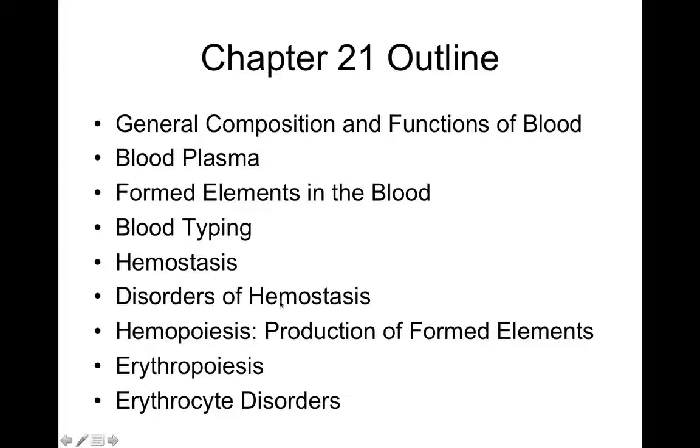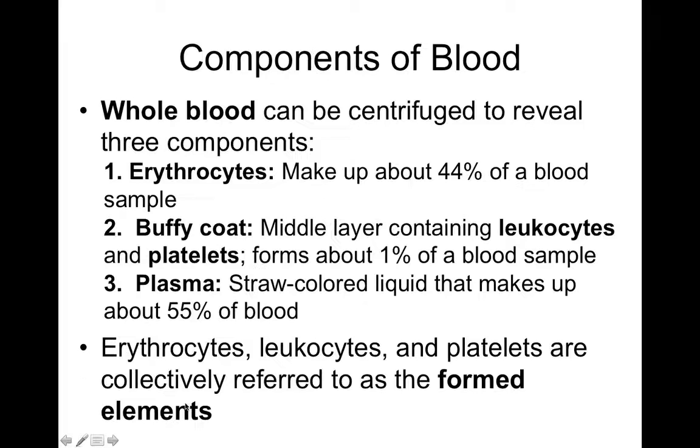We'll talk about some disorders of hemostasis, talk about how blood elements are formed, as well as some different erythrocyte disorders near the end of this lecture. So in terms of blood, you guys, we talk about whole blood as basically just the blood you would extract through venipuncture. And so whole blood has three main components. We got erythrocytes, the buffy coat, and plasma.